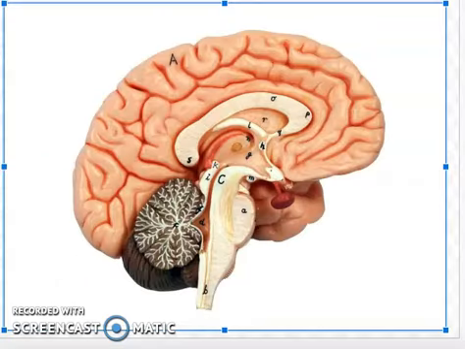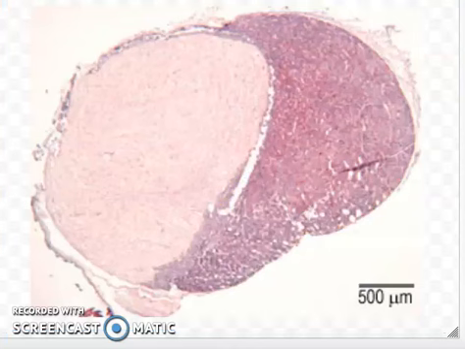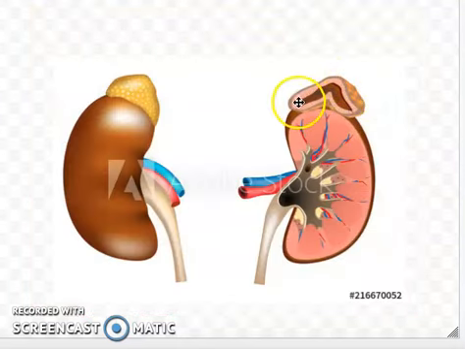Time to go through the photos that you need to label. So here we have the brain with the hypothalamus, the infundibulum, the pituitary gland, and the pineal gland. Here's the slide of the pituitary gland with the dense cells of the anterior pituitary and the nervous fibers of the posterior pituitary. Next, we have an illustration of the adrenal gland with the cortex and the medulla.